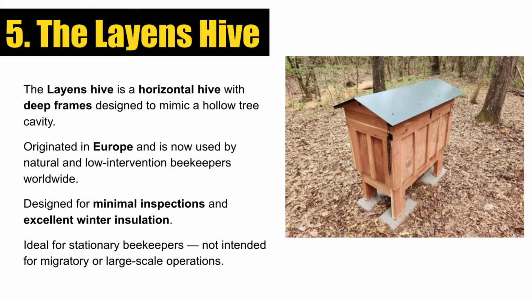Number 5, the Layens hive. I think I've seen a lot of beekeepers use them, and the Layens hive is a horizontal hive with deep frames designed to mimic a hollow tree cavity. This originated in Europe and is now used by natural and low intervention beekeepers worldwide. Designed for minimal inspections and excellent winter insulation. Ideal for stationary beekeepers, not really intended for migratory or large-scale operations. Like we mentioned earlier, a little bit harder to manage these colonies like commercial beekeepers have to do.